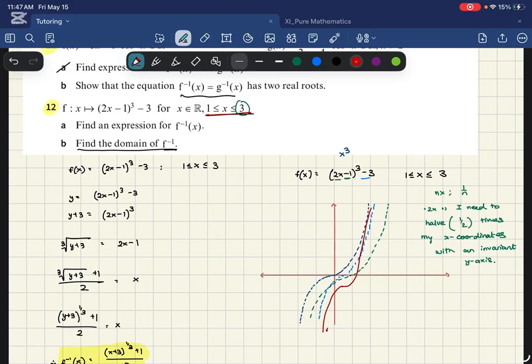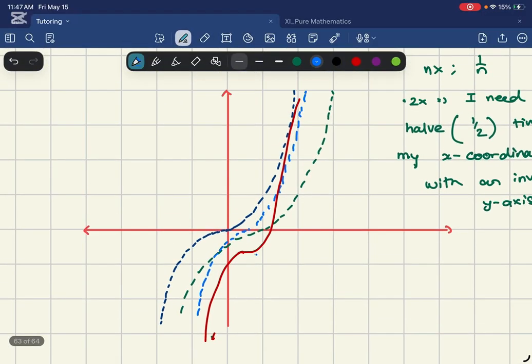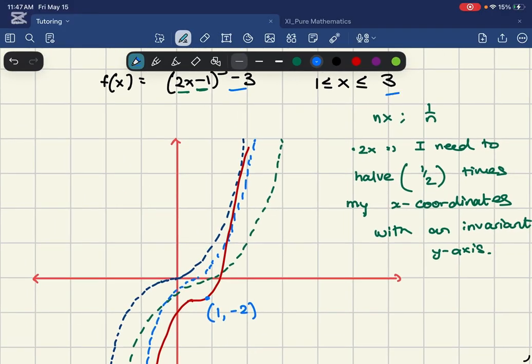All right, so now let's just check the input values. When x is equal to 1, 2 times 1 is going to be, what is it going to be? 2 times 1 is 2, minus 1 is 1, 1 cubed is 1, 1 minus 3 is, so if my x is 1, then my y is minus 2, right? And if my x is 3, if I put 3 here, my output value, 2 3s is 6, minus 1 is 5, 5 cubed is 125, minus 3 is 122. So 3, comma 122.